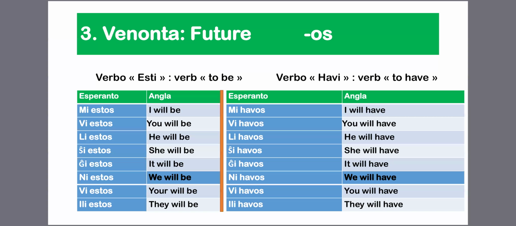Li estos, ŝi estos, ĝi estos, ni estos, vi estos, ili estos. You can read the English by yourself, but you see that it's very easy to put a verb in the future. So when you use the verb to have, havi: mi havos, vi havos, li havos, ŝi havos, ĝi havos, ni havos, vi havos, ili havos. You see here that it's very easy to use the verb to have in the future.